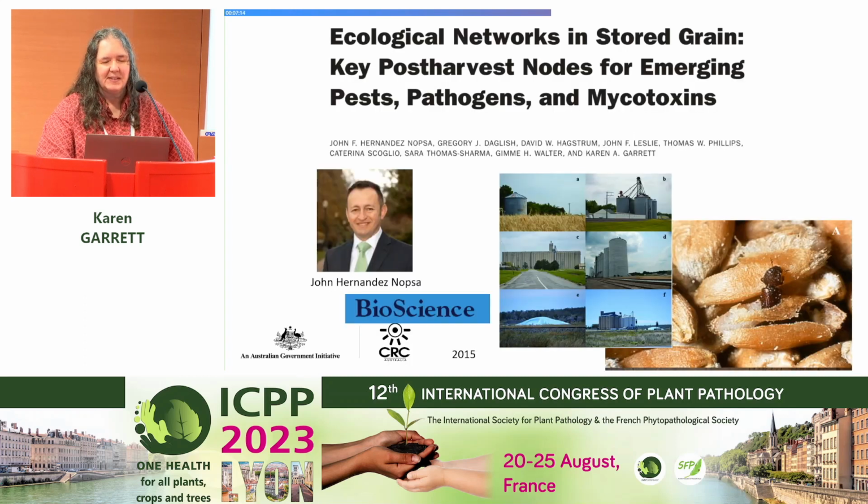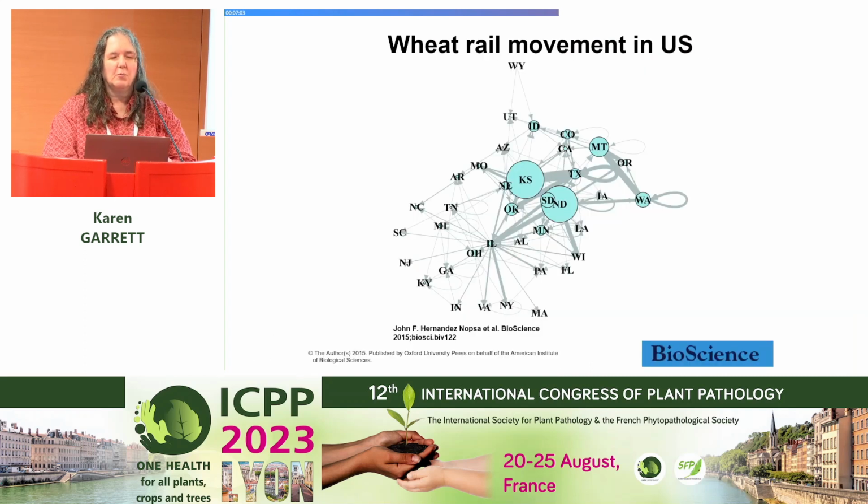Just as an example of one type of trade network, here's one for stored grain. This was a paper that looked at the US and Australia, but I'll show you the rail trade network for wheat in the US, which captures a lot of the trade that's there. As you can see here, the state nodes are larger if they have more wheat production, and the weights are indicated by thicker links where there's more trade.